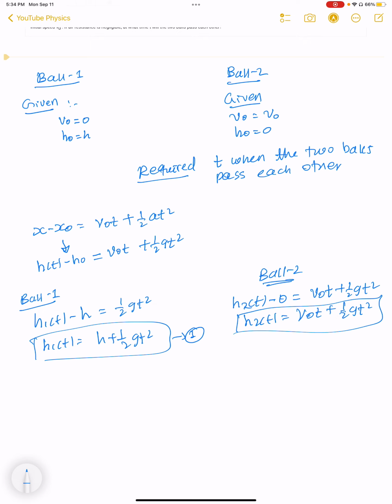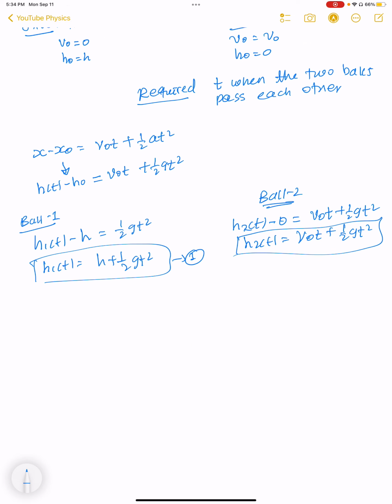Now, when the two balls pass each other, it means h1(t) equals h2(t). So this is very important when the two balls pass each other.